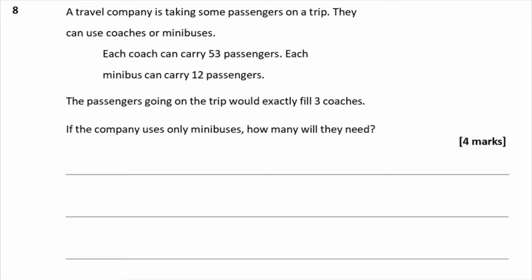Okay, so we've got a coach. A coach carries 53 passengers, and we've got 3 of them. Okay, we can exactly fill 3 coaches, so that means we've got 3 lots of 53 passengers, haven't we? Okay, so then total passengers, that's going to be 3 lots of 53, isn't it? Okay, 3 50s is 150, 3 3s are 9, so that is 159 passengers.